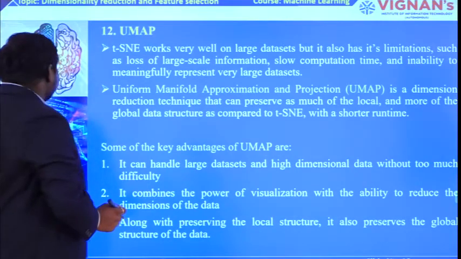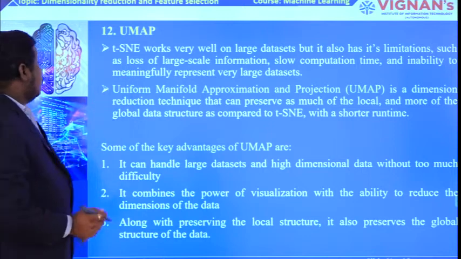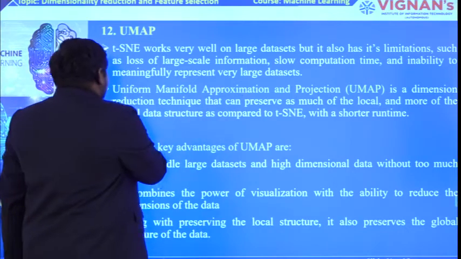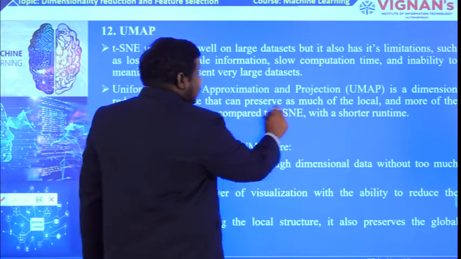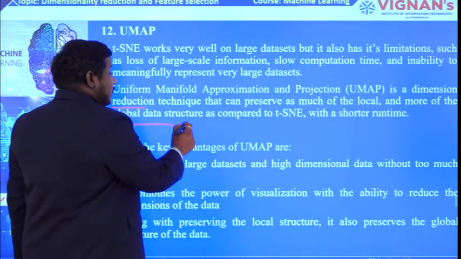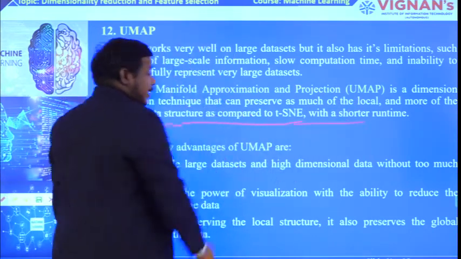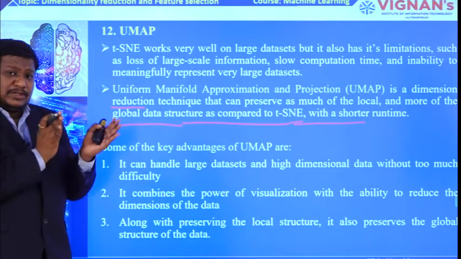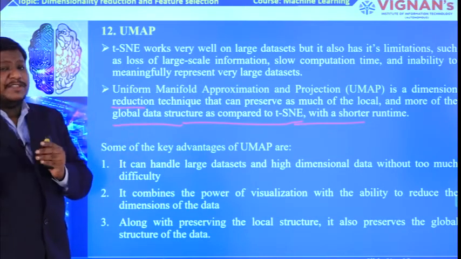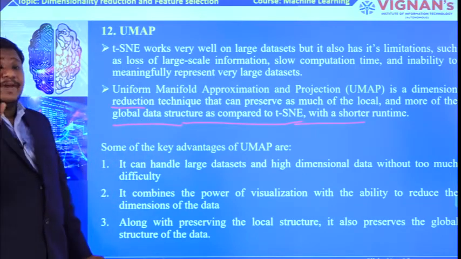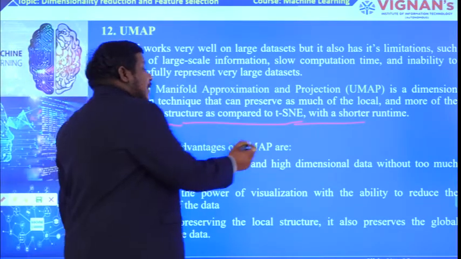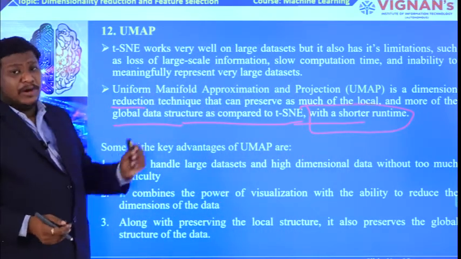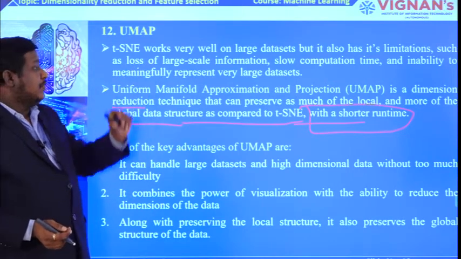So next one is the last one, UMAP. UMAP is the uniform manifold approximation and projection model. Basically, UMAP is a dimension reduction technique that can preserve as much of the local and more of the global data structure as compared to TSNE, with a shorter runtime. Similarly, this UMAP model also stores both nearby points and global far away points in a lesser dimension space. The difference between these 2 models, UMAP and TSNE, is that it runs with a shorter runtime. That means the runtime will be less in the UMAP model compared to the TSNE model. That is the major difference between these 2 models.